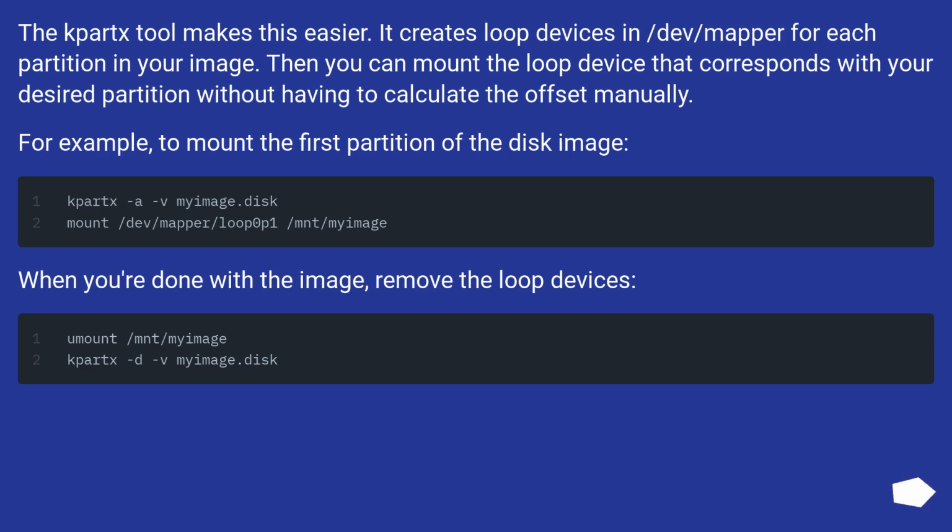The kpartx tool makes this easier. It creates loop devices and /dev/mapper entries for each partition in your image. Then you can mount the loop device that corresponds with your desired partition without having to calculate the offset manually. For example, to mount the first partition of the disk image. When you're done with the image, remove the loop devices.